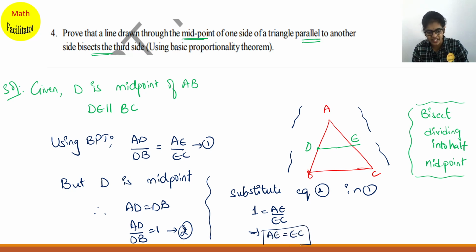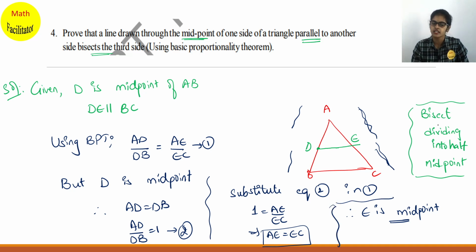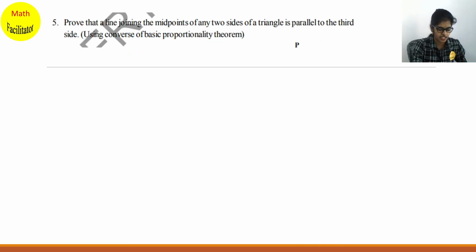So when will you have AE is equals to EC? This AE is equals to EC when E is the midpoint. Therefore, E is midpoint. Clear with this? Therefore, E is midpoint, or I can say E bisects AC. I told you all the meanings are same, isn't it? E bisects AC. Clear? Let's move on to the next one.